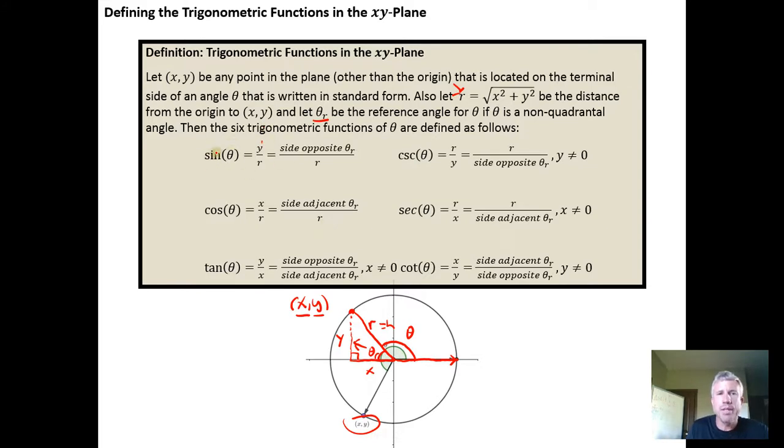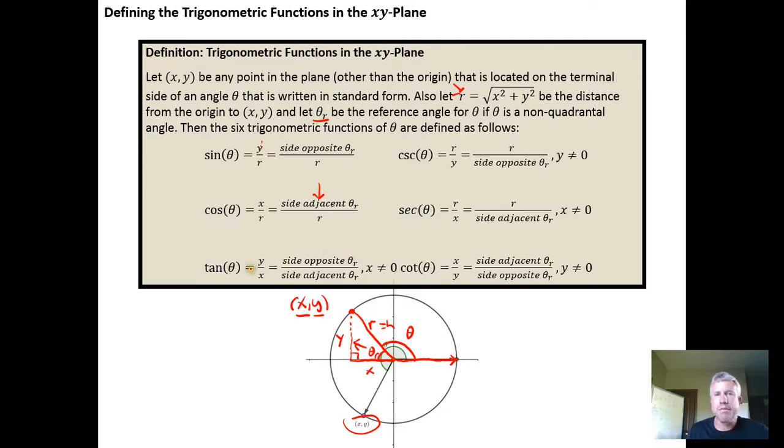So in the xy plane, sine of theta is going to be y over r, but y is just going to be the side opposite the reference angle, and that's why we wasted some time talking about reference angles. The cosine of theta is just going to be the x-coordinate over r, or the hypotenuse. But notice that the x-coordinate is the side adjacent the reference angle. So it's side adjacent over r. The same definition that we had before, but now we're constructing our right triangles using the reference angle.